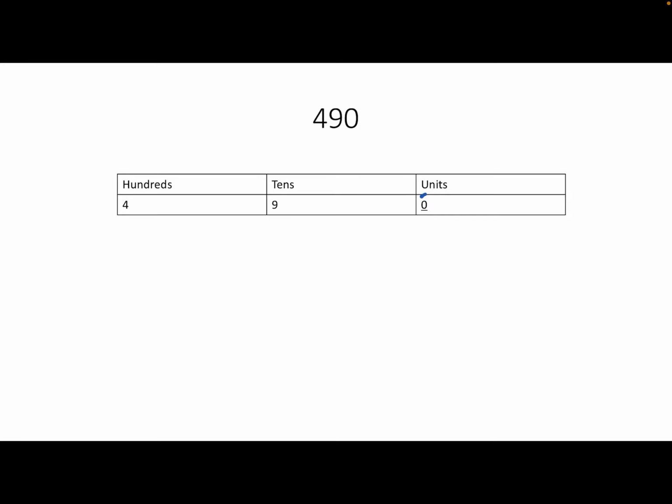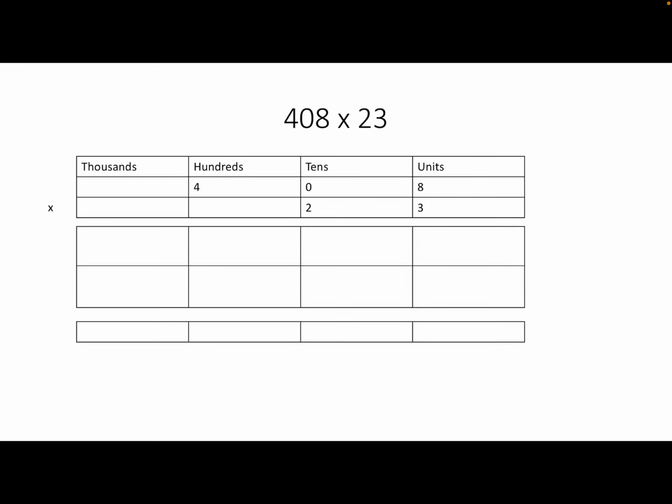490, holding that unit's position to make sure we've got 490, not 49. So the real importance is when we come to a calculation like this. This is the error that I'm seeing, and I will explain it in a bit more detail. So we've got 408 multiplied by 23.